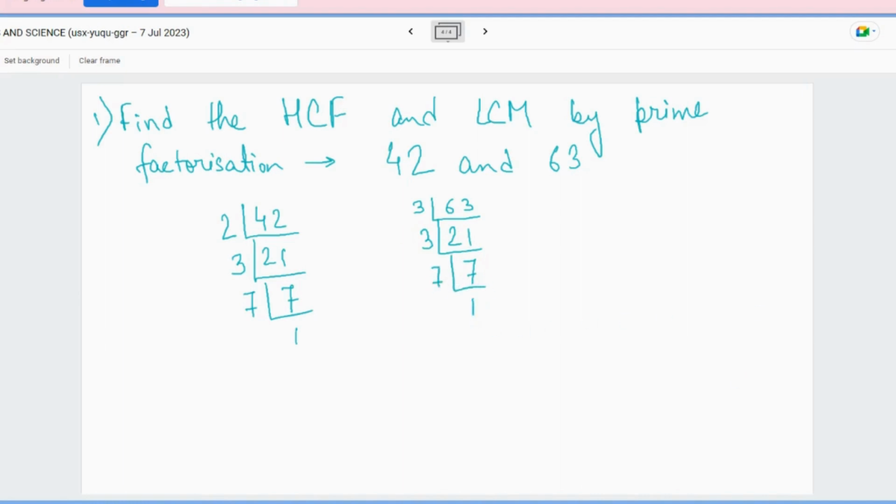So my prime factorization step is finished. Now I have to write them and arrange them. Tale dekhi likhi, 42 equals 2 multiplied by 3 multiplied by 7. 63 equals 3 multiplied by 3 multiplied by 7. Now tell me which numbers or which factors are common for both 42 and 63? Correct. Very good.